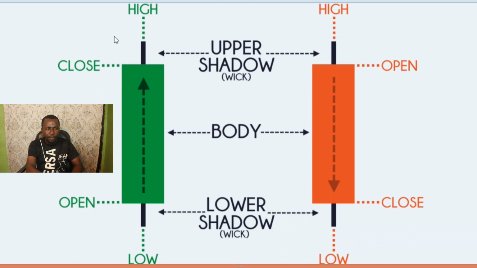You can also call this a wick, right? Rejection. This is a rejection. Call it a wick. Look at it, rejection. So this is the body. So when you see this kind of candle, you know that the buyers are strong. And if you see this kind of candle, you know that the sellers are strong. So that is what we are talking about.